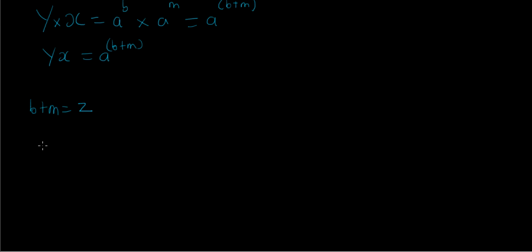So if b plus m is z, then it's actually the case that y times x would be a to the power z. Now instead of b plus m, I'll just put z in that position. That should make sense.